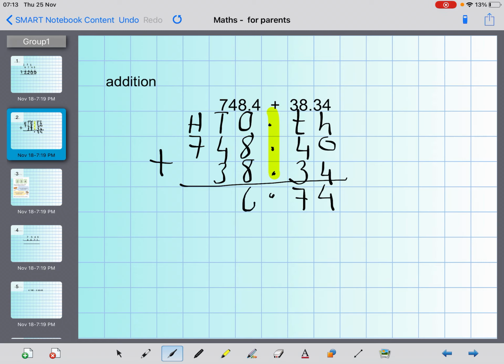I put down my 6 and I carry my 1. 3 add 4, which gives me 7. Add my 1, 8. And 7 add nothing is 7. So my answer is 786.74. This is particularly useful when we are looking at adding money.